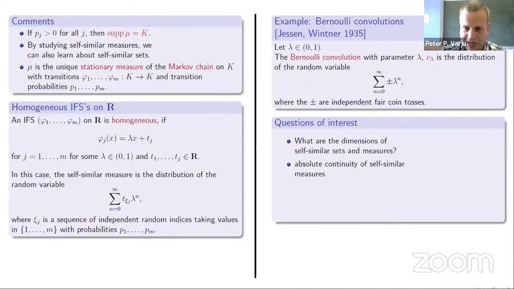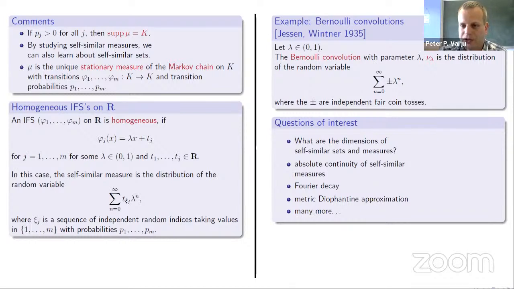Then another question that I briefly mentioned during the animation is the question of absolute continuity. So when is it true that you have a density with respect to the Lebesgue measure? Then Fourier decay is also a very interesting question, which is very far from understood.